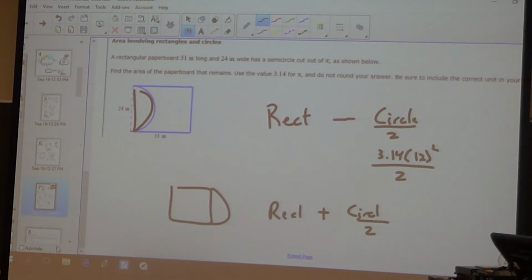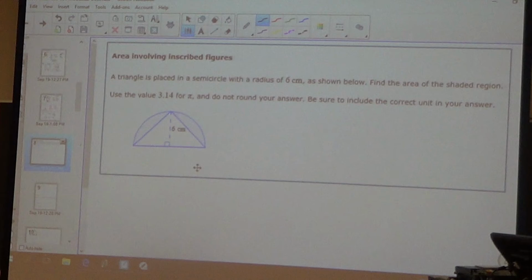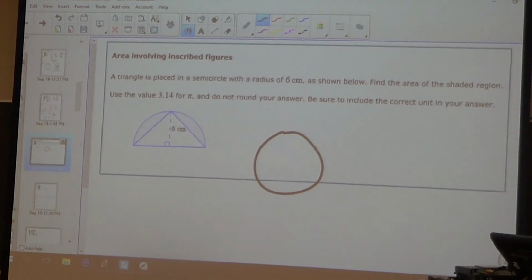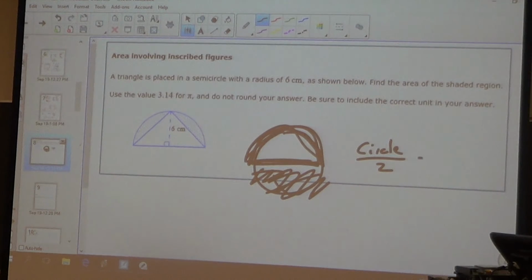All right, I still got some good ones. What's that one? What's my outside shape? The circle. A circle, but do I need a full circle? Yeah. So I would do a circle cut in half. So I'm down to this piece right now. Am I adding or subtracting? Subtracting, and what would I be subtracting?